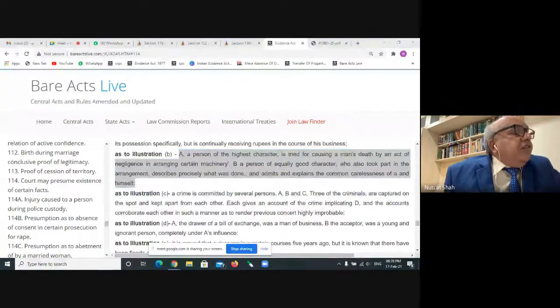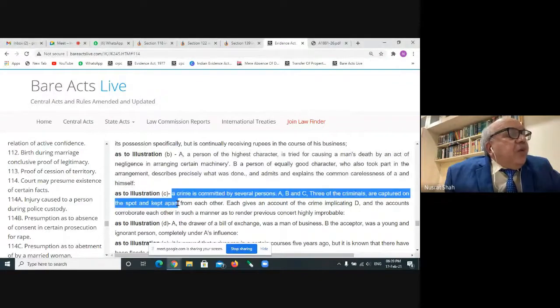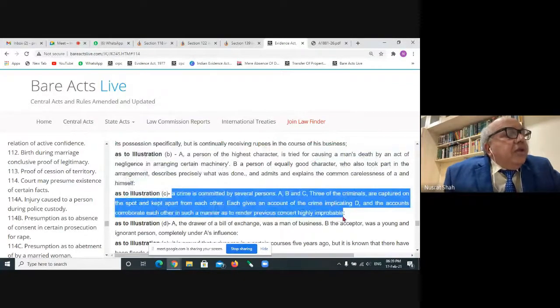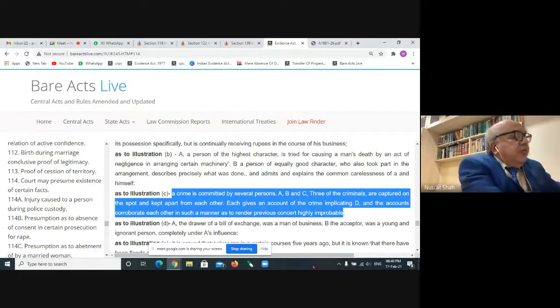Illustration B. A crime is committed by several persons A, B, C. Three of the criminals are captured on the spot and kept apart from each other. Each gives an account of the crime implicating D, and the accounts corroborate each other in such a manner as to render previous concert highly improbable. So in this case, something which is improbable, and they were kept separately, that means they were not tried jointly, that means corroboration is required. This illustration falls also under the provisions of section 30.